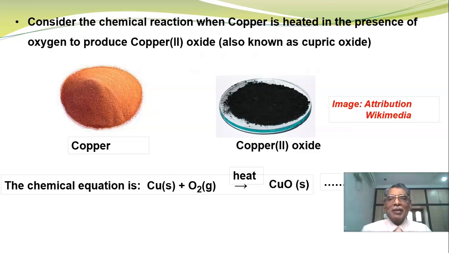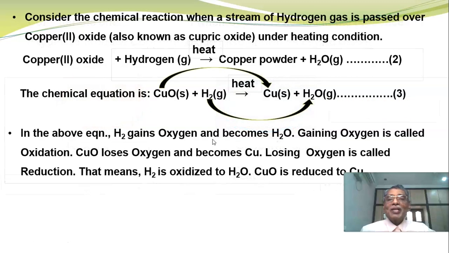Consider the chemical reaction when copper is heated in the presence of oxygen to produce copper 2 oxide, also known as cupric oxide. This is the copper powder and this black powder is copper 2 oxide powder. The chemical equation is Cu plus O2 upon heating gives rise to CuO.